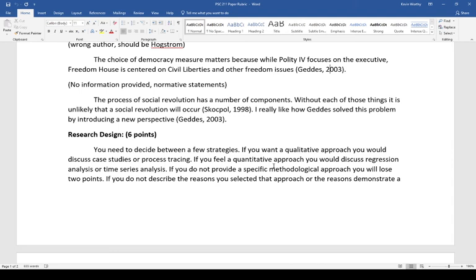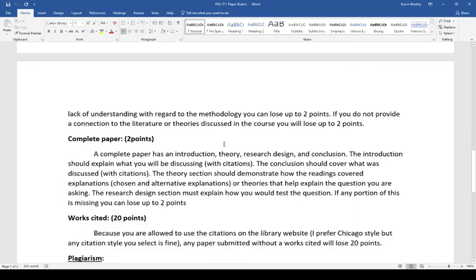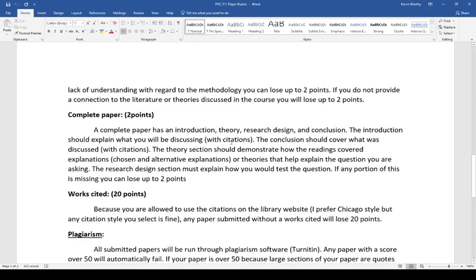Why would process tracing? If you're going to use process tracing, be very careful. It's very difficult to get process tracing right. But case studies, qualitative approach. Regression analysis, quantitative approach. Get that language going for that last part. So you've demonstrated the knowledge, you show me how to answer the question. That's 18 points. And then the last part is a complete paper.